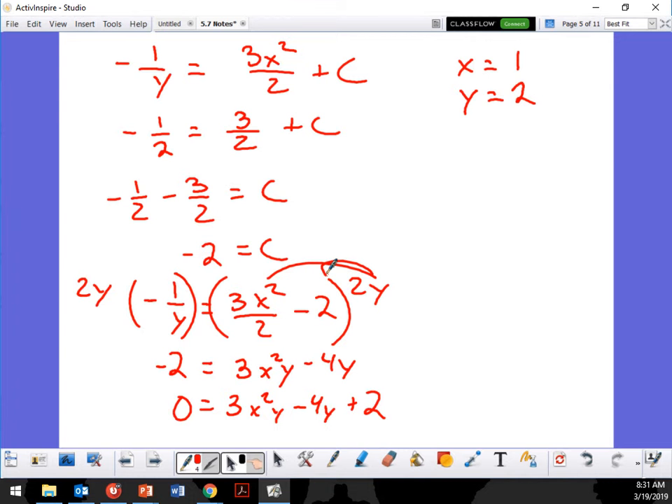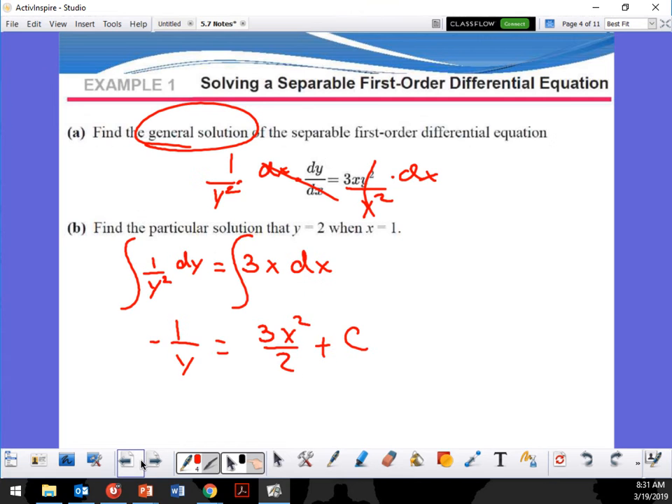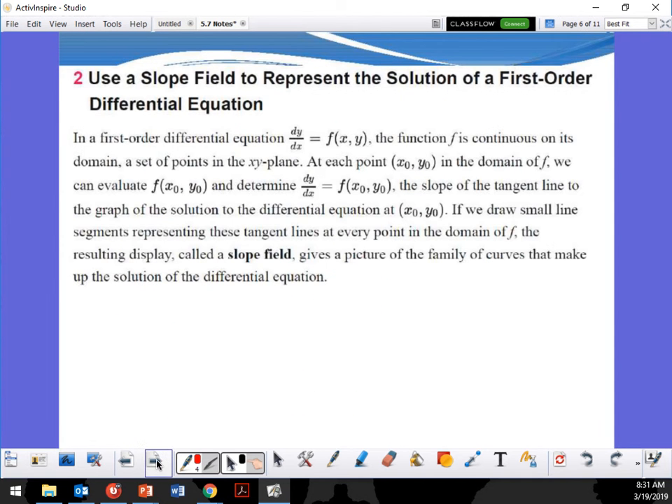Not bad, right? So this is my, okay, this is my particular solution. So general solution and particular solution. General solution has a c in it. Particular solution, you solve for c. Use slope field represents solution of first order differential equation.